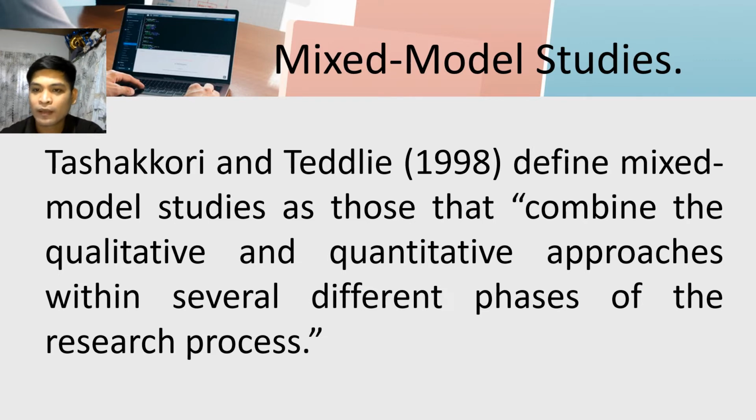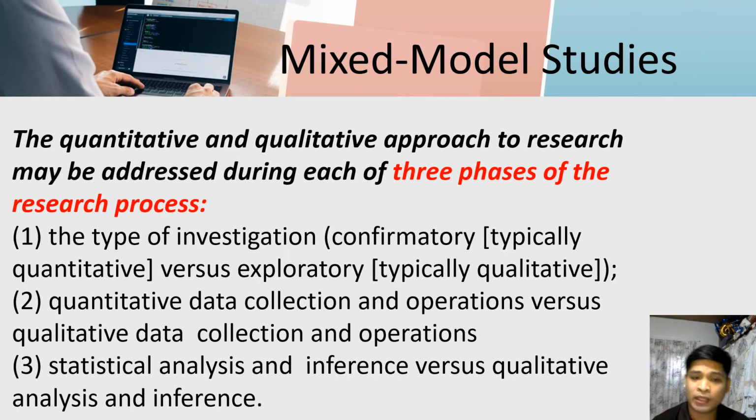So, the quantitative and qualitative approach to research may be addressed during each of the three phases of the research process. Number one, the type of investigation, whether it is confirmatory, which is typically quantitative, versus exploratory, which is typically qualitative. Another phase is quantitative data collection and operations versus qualitative data collection and operations. And lastly, the third is statistical analysis and inference versus qualitative analysis.